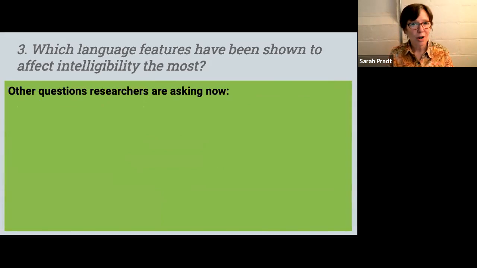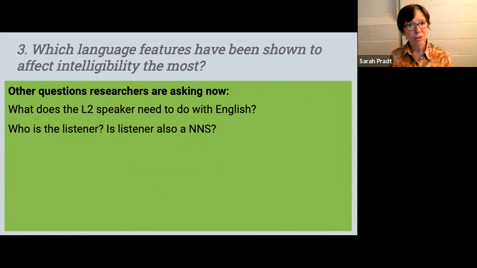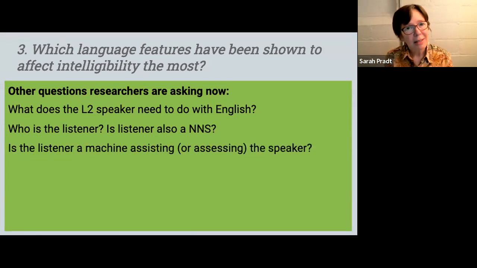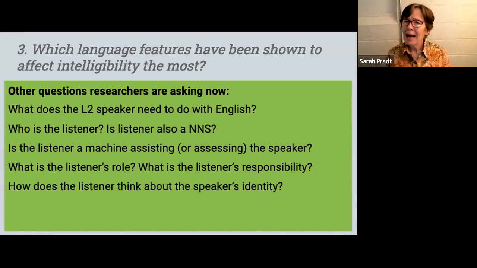So that's kind of the background. Other questions that researchers are asking are really interesting too. Things like, what does this L2 speaker need to do with English? Or who is the listener? Is the listener also a non-native speaker? I mean, as you know, 1.5 billion people in the world speak English, but only about 360 million of them are native speakers. The majority of any conversation in the world right now in English is not between two native speakers. Is the listener a machine? Is the listener a machine that is assisting this person or assessing this person? And what does that mean? What's the listener's role? What's the listener's responsibility? How does the listener think about the speaker's identity?